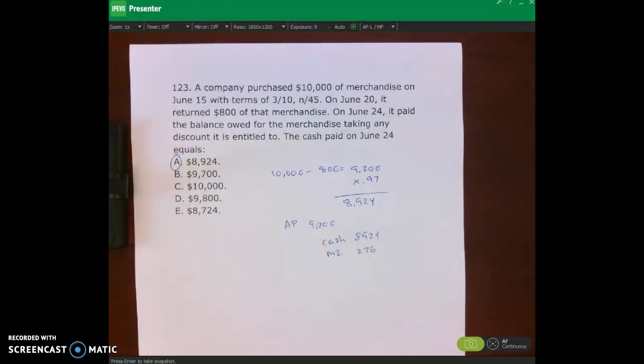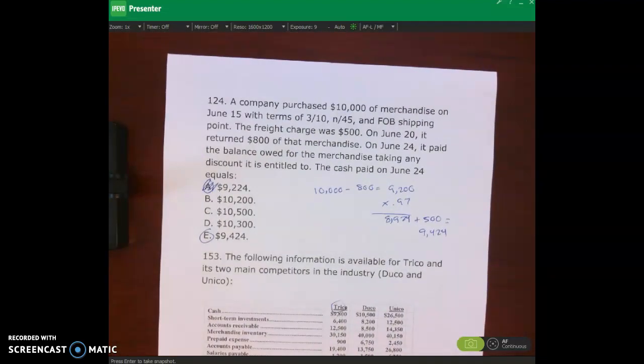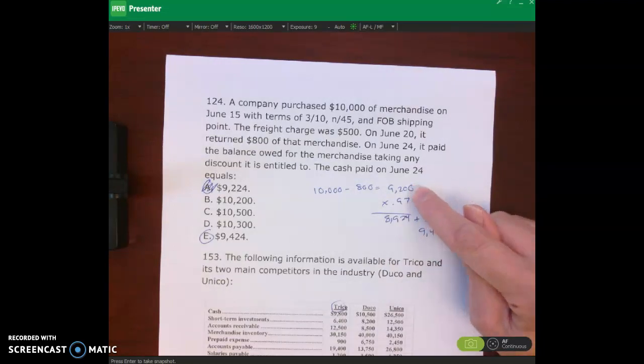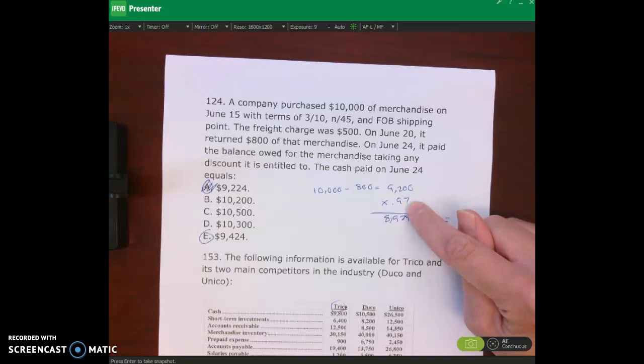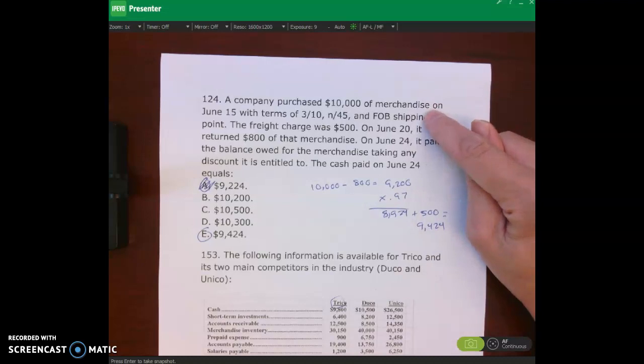Okay. Let's look at number 124. See how you did. The right answer is E as in Edward. So we take our 10,000 minus the 800. That gives us our 9,200, just as we did before. And then we multiply that times our 0.97, which gives us our 8,924, just like in the other problem. And then we have to add the $500 freight charge because it's FOB shipping.